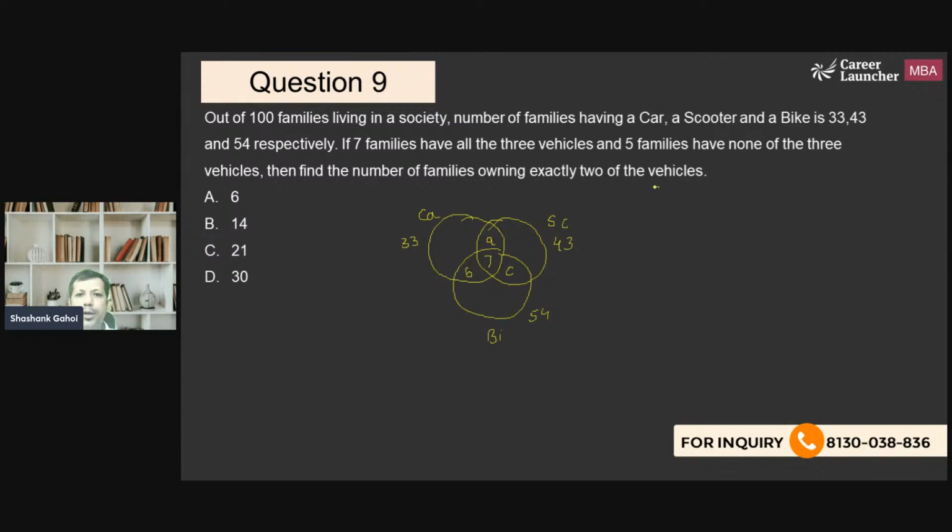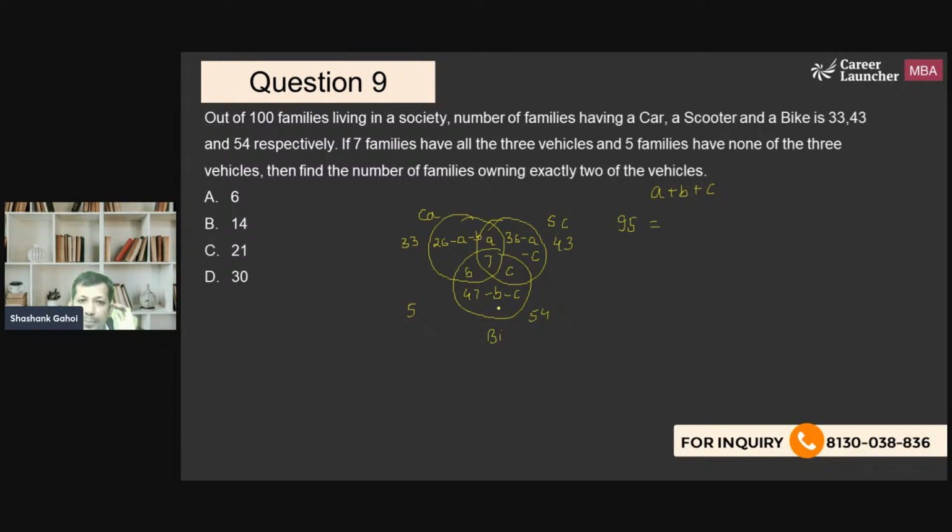The question is talking about what is the value of A plus B plus C, and five families have neither of those. So out of 100 I am subtracting 5, so basically 95 people are being discussed and we need the calculation for them. What is the value of only car? That is 33 minus this minus this minus this. So how much is it? 26 minus A minus B. In this, 43 minus 7, that is going to be 36 minus A minus C. What is the value of bike people? That is going to be 47 minus B minus C.